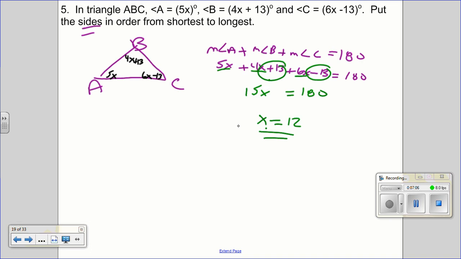But again, you need that information so that you can substitute it back into each angle to find the measurements, so that you'll know which sides are shortest and longest. Your final answer should list the sides in order from shortest to longest. Take a picture when you're done. This concludes your notes for today.